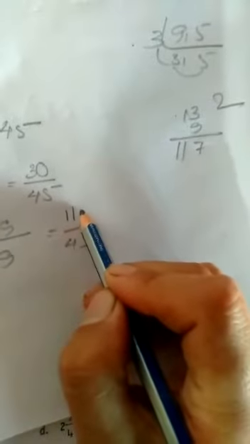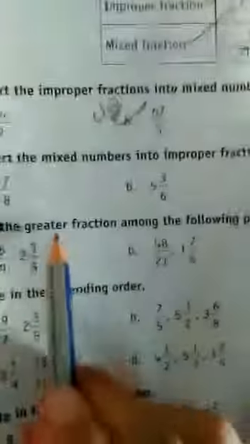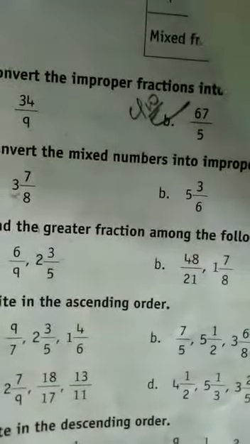How many times does 5 go into 45? 9 times. 13 9s are 117. If you don't know 13 9s, then do it in rough: 3 9s are 27, 7 and 2 in hand, 9 1s are 9, 10, 11. We got 111. Oh, sorry, 117. So now we have like fractions, right? The denominators are the same, so find out which one is greater. What did I say here? We have to find the greater fraction. So which one is greater? 117. So 13 by 5 is greater. Therefore, 13 by 5 is the greater fraction.